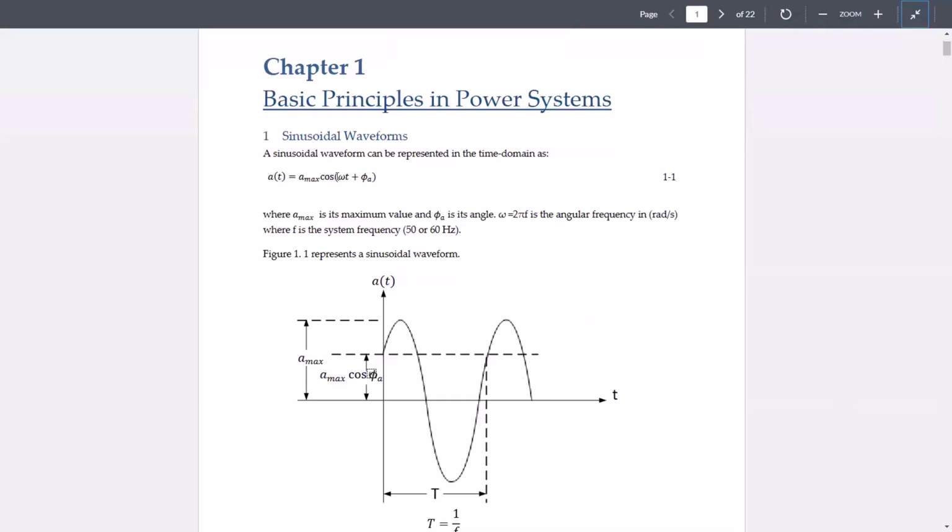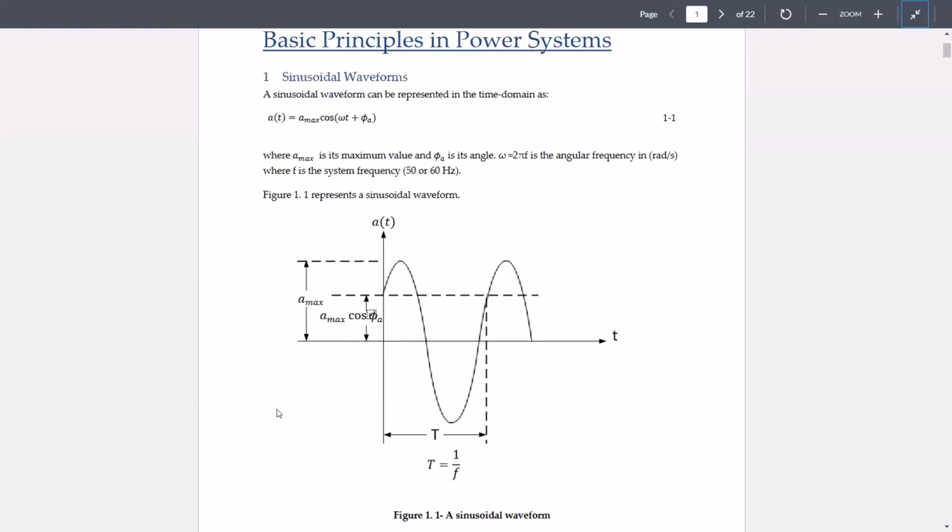In here, omega is basically the angular frequency of the system, which is 2 pi times f, where f is the frequency. And phi a is the phase angle. A max is the maximum value. So this is a representation of a sinusoidal waveform, A of t as a function of t. It would be something like this.